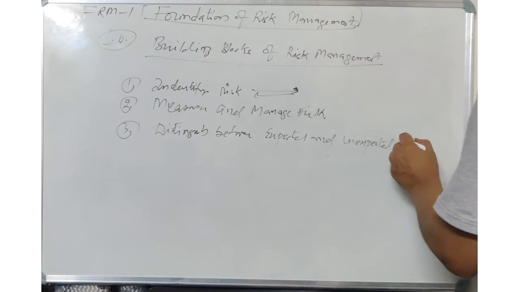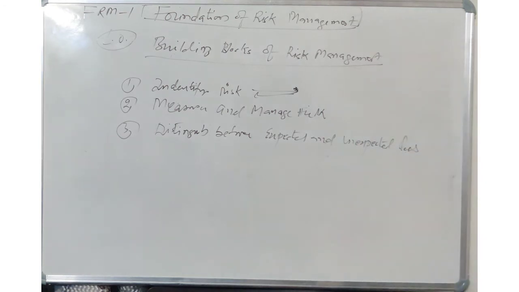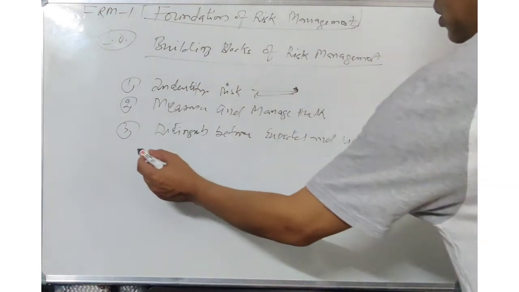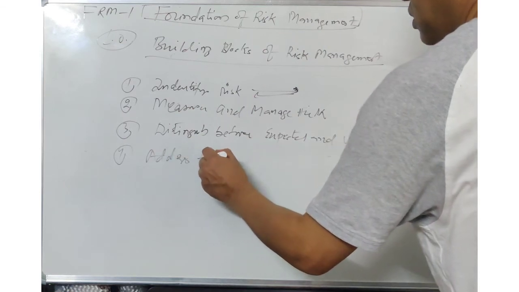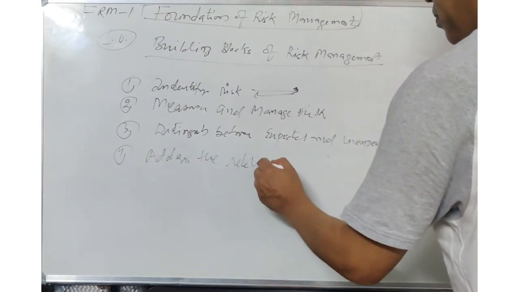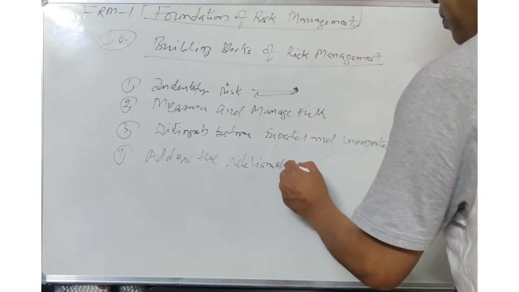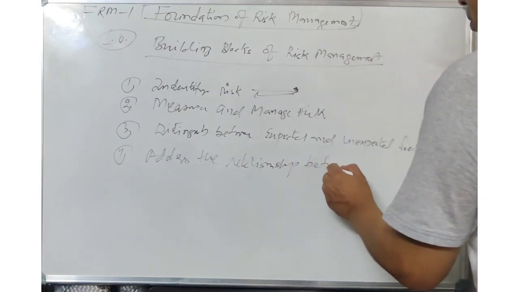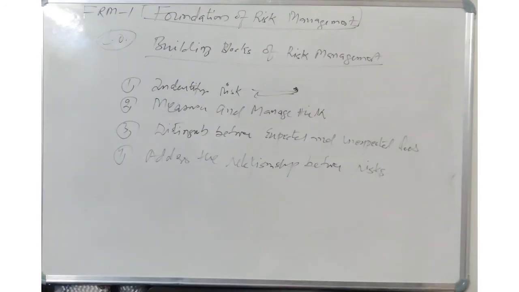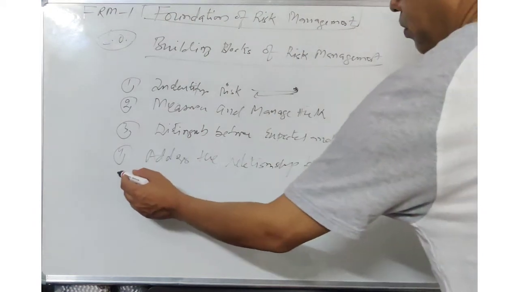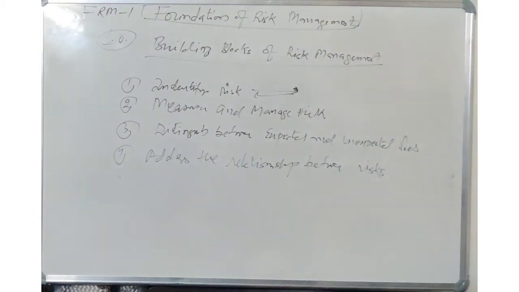The first point in the building block is to identify the risks. What are the risks the organization is carrying in different activities. The second point is to measure and manage the risk. Once the risk has been identified, how the organization is going to measure and manage this risk. And the next part is how to distinguish, how to separate the two risks, the expected and unexpected risk. How we will identify this is expected and this is unexpected loss risk.